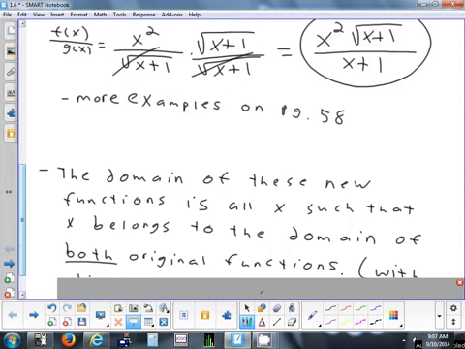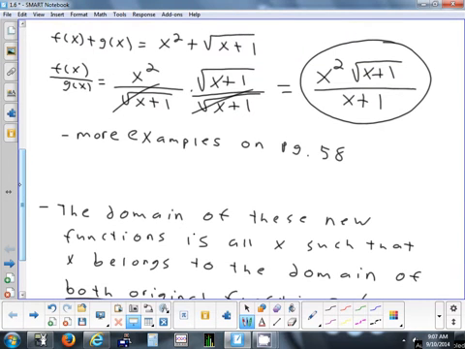But when you combine functions using division, you can create more restrictions than you originally had. Because once you divide, what do you have to be careful about with the denominator? What don't you want to happen there? Marina? You don't want it to be 0.